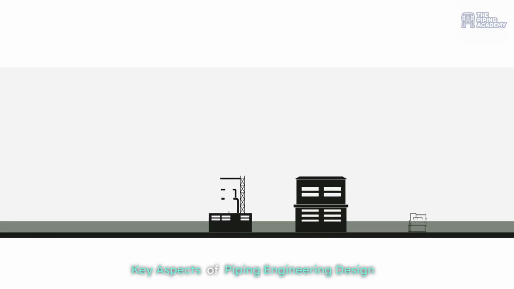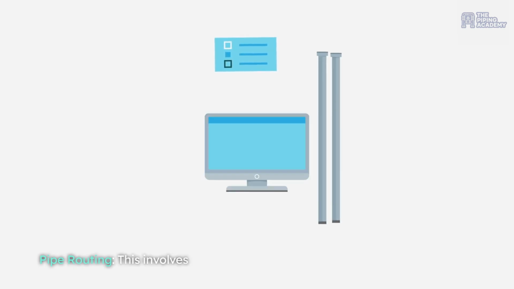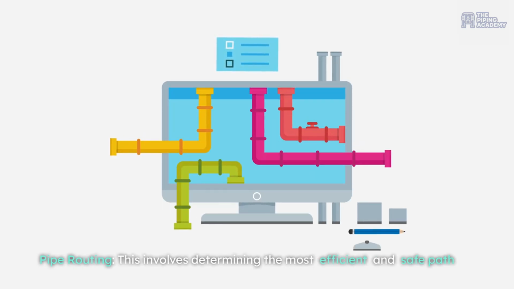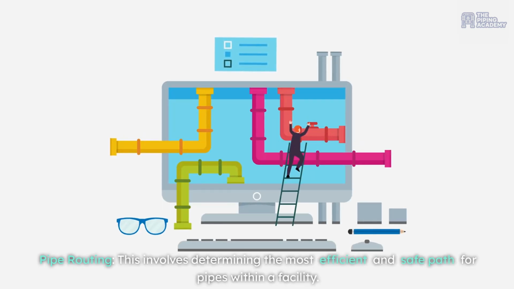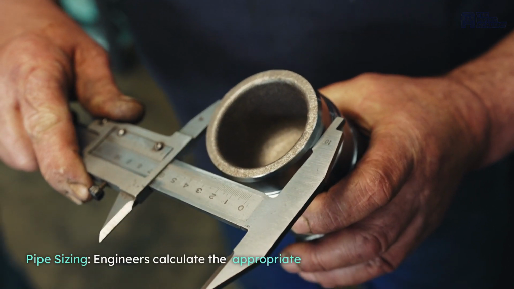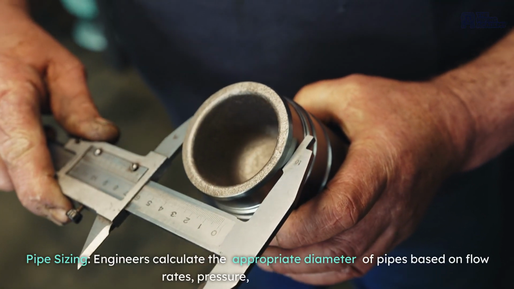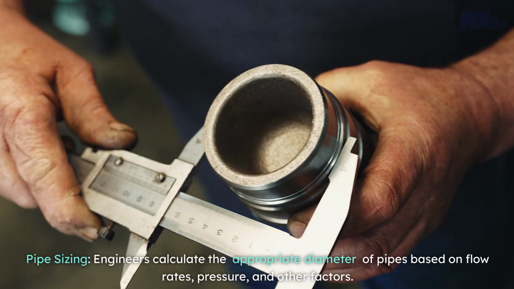Key aspects of piping engineering design: pipe routing. This involves determining the most efficient and safe path for pipes within a facility. Pipe sizing. Engineers calculate the appropriate diameter of pipes based on flow rates, pressure, and other factors.